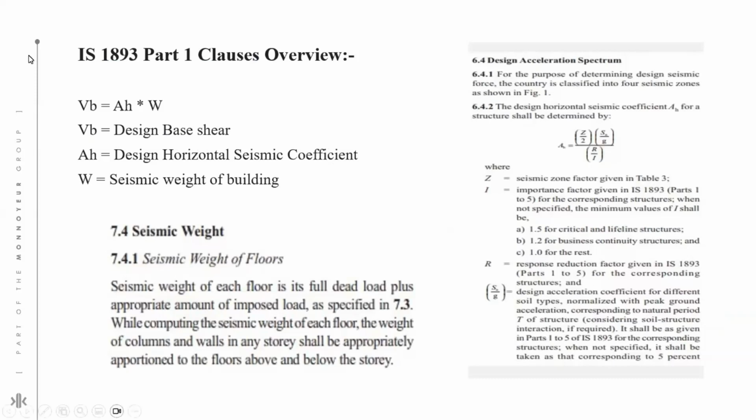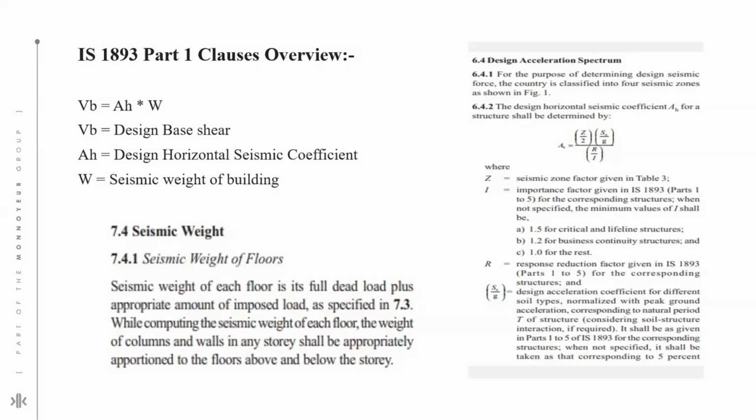If I talk about this VB parameter, it is nothing but the design base shear, which is the most crucial parameter in seismic design and represents the maximum expected lateral force that the building's structural system must resist to maintain its integrity and safety. Or you can say it is the total horizontal seismic force that a structure is expected to experience at its base during an earthquake. How will you calculate it?